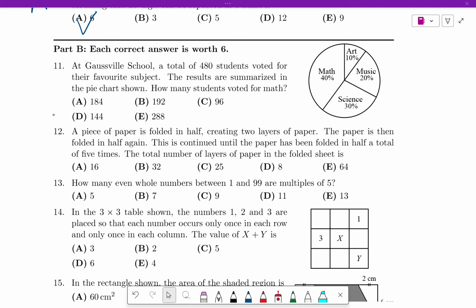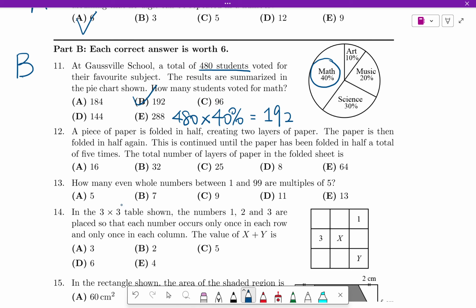Hi everyone, welcome back. We will continue from our last video and talk about 2015 Gauss Contest Grade 7 Part B. Question 11. At Gaussville School, a total of 480 students voted for their favorite subject. The results are summarized in the pie chart shown. How many students voted for math? So we have a total of 480 students. And among the 480 students, we have 40% of those students voting for math. So we multiply 40% by 480, and we will have 190 as a result. Option B.